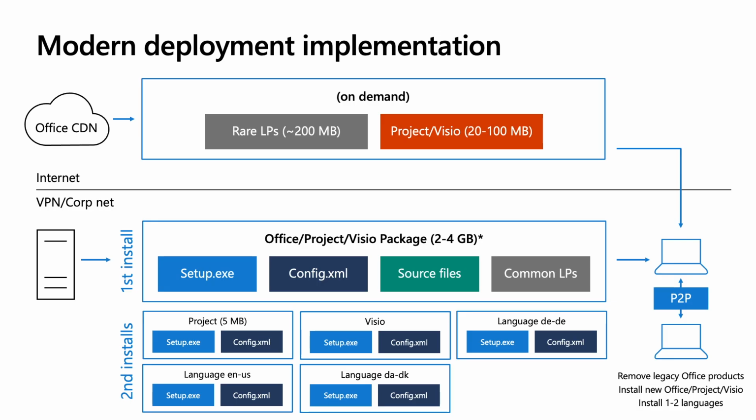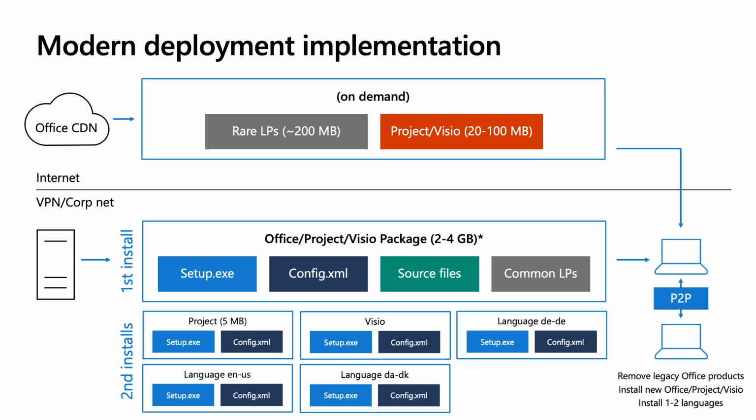So let's look at the summary. What have we achieved here? So the modern deployment implementation, with a few tweaks, we still are in full control through our on-prem infrastructure. Of course, you can use cloud management tools, but I know most organizations are not there yet. So we still have one deployment package for our first install, but instead of just installing the Office desktop application, it now also installs Project and Visio if required. And it is smaller because we removed the rarely used language packs.